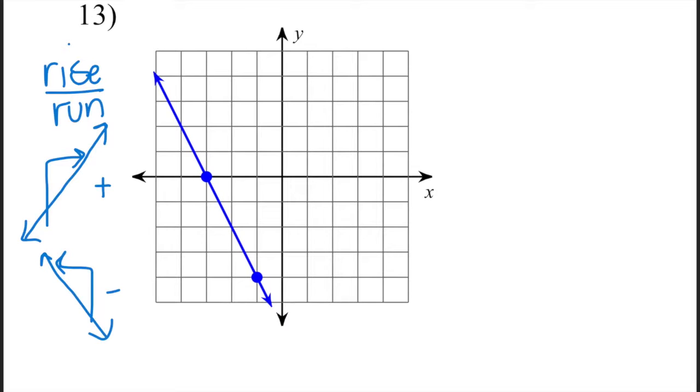So looking at number 13, I can see that I'm going to have a negative slope. You start at the bottom point and you count how many spaces you go up to the level of the top point. So 1, 2, 3, 4.